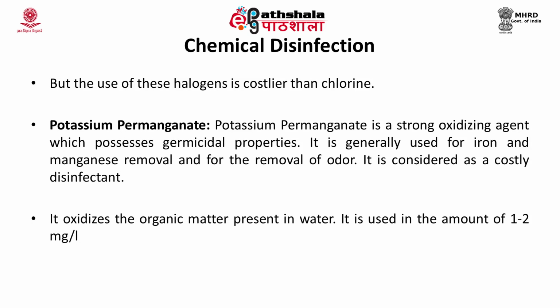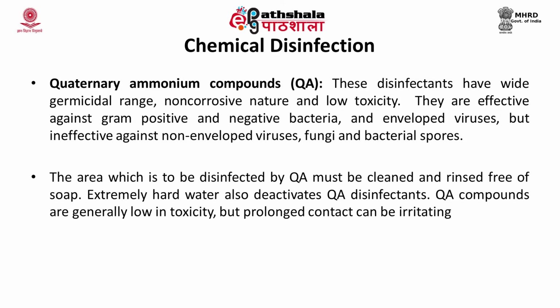Potassium permanganate, KMnO4, is also a strong oxidizing agent and possesses germicidal properties. It is generally used for the removal of iron and manganese from wastewater, and it also removes odor. It oxidizes the organic matter present in the water, which is why it is commonly used for wastewater disinfection. The quaternary ammonium compounds are also used for chemical disinfection, and they have a wide germicidal range. They are non-corrosive in nature and have low toxicity.